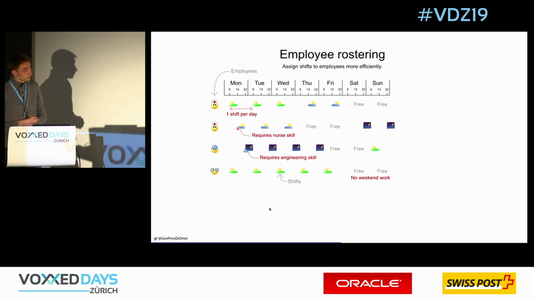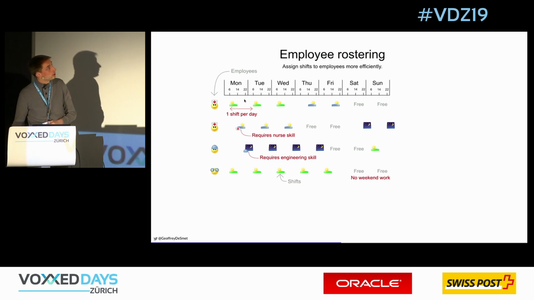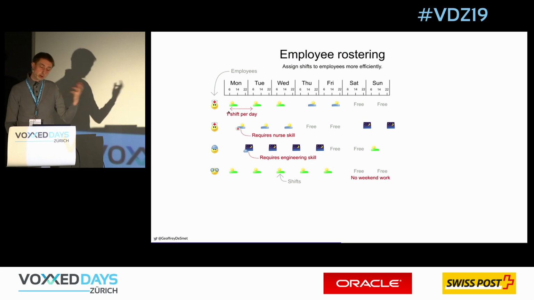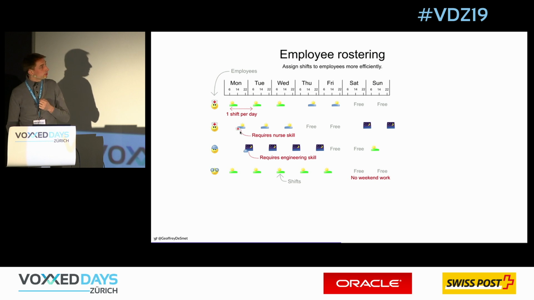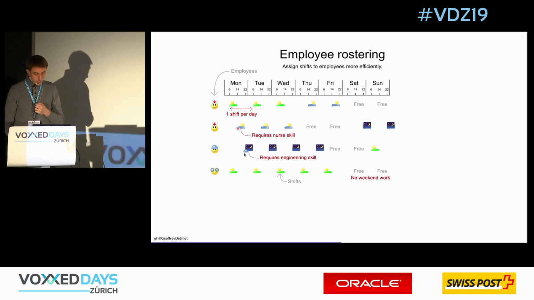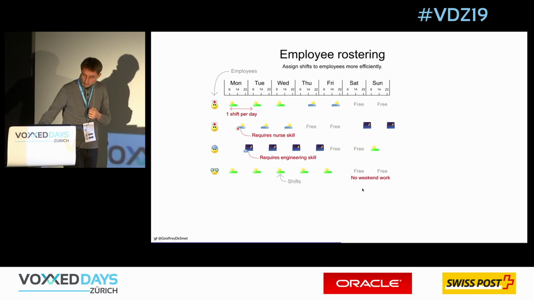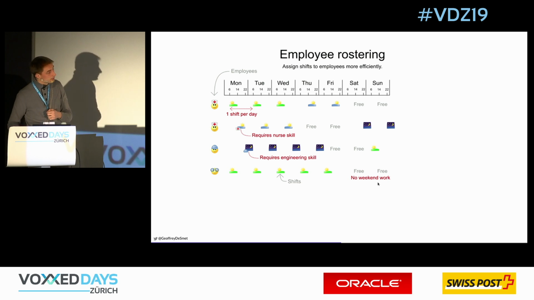Then of course we have hard constraints. One of the hard constraints is we can only do 1 shift per day, right? So that means if she does the morning shift, she cannot do another morning shift or an afternoon shift or a night shift. Then we have skill requirements. For example, for this particular shift, we need to assign it to a nurse, and this one needs to be assigned to an engineer. And then maybe some contracts, like this last one, don't do weekend work, right?